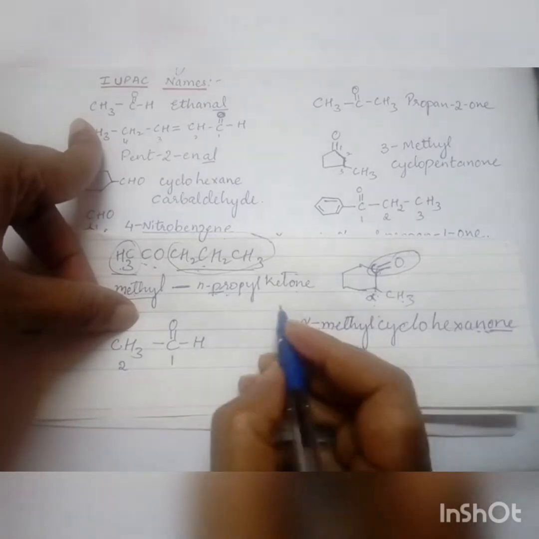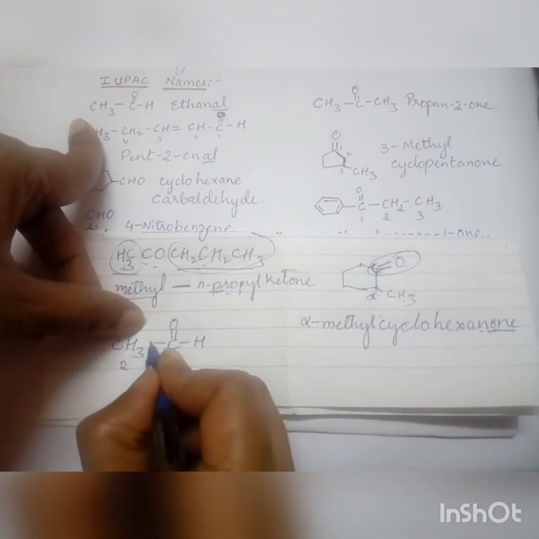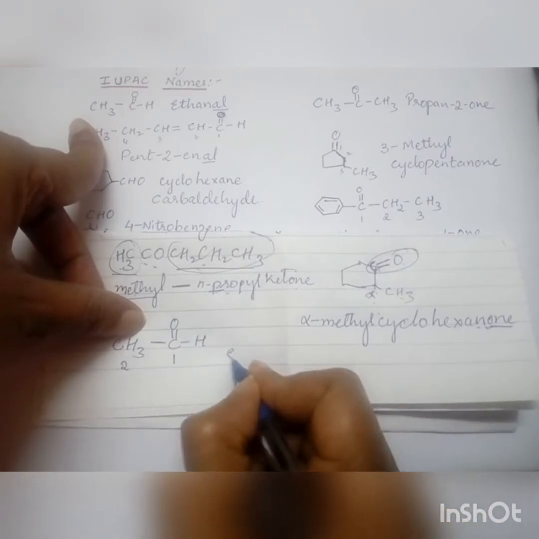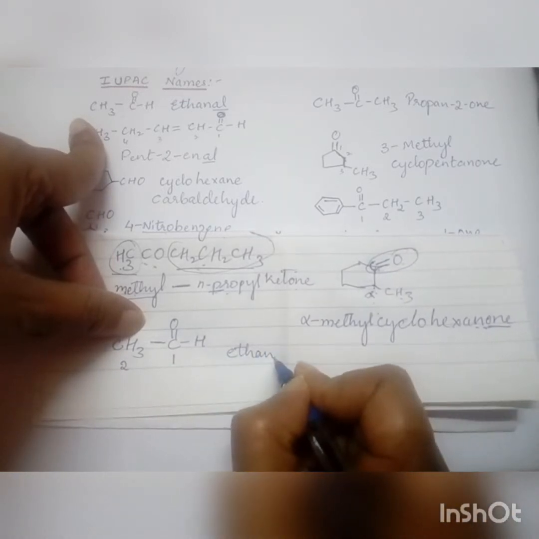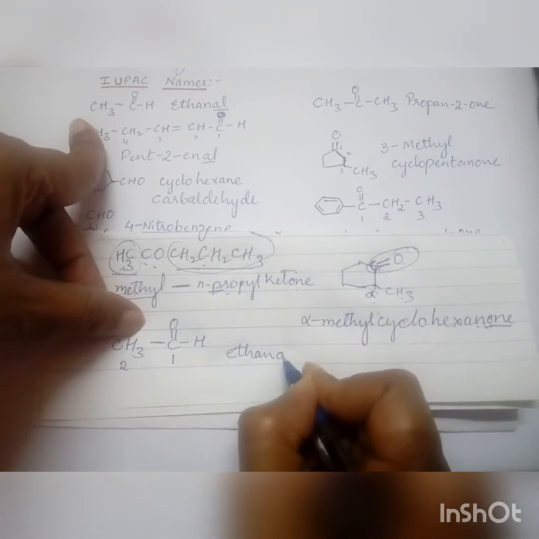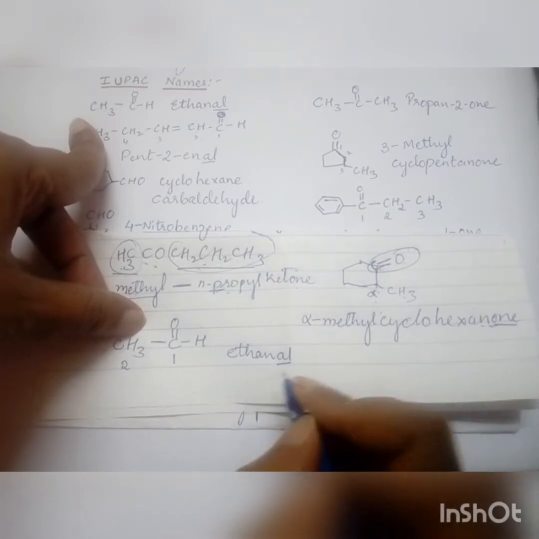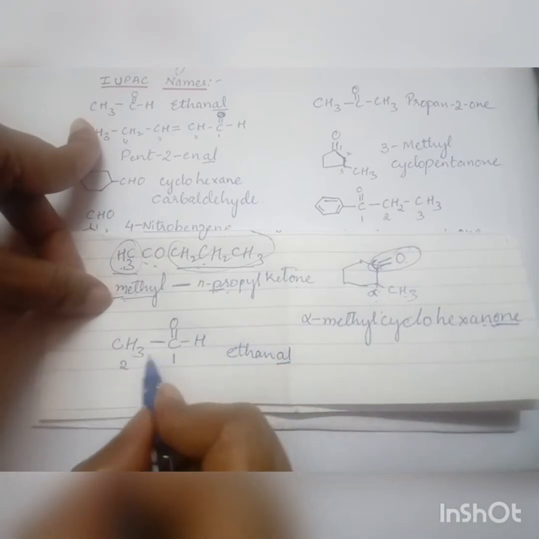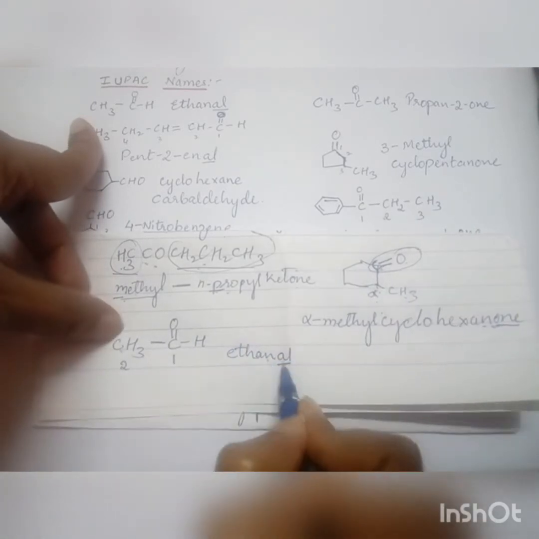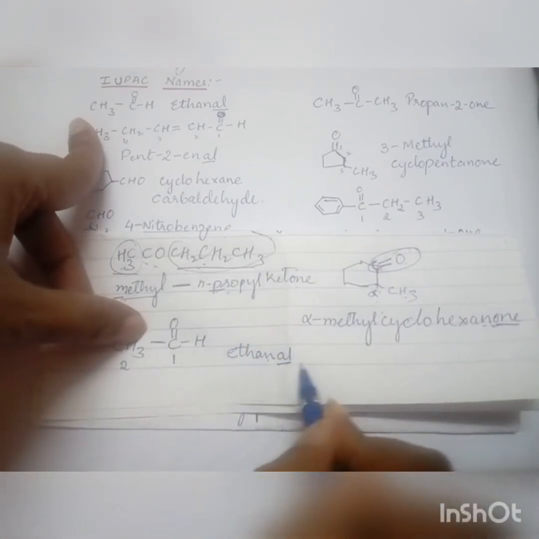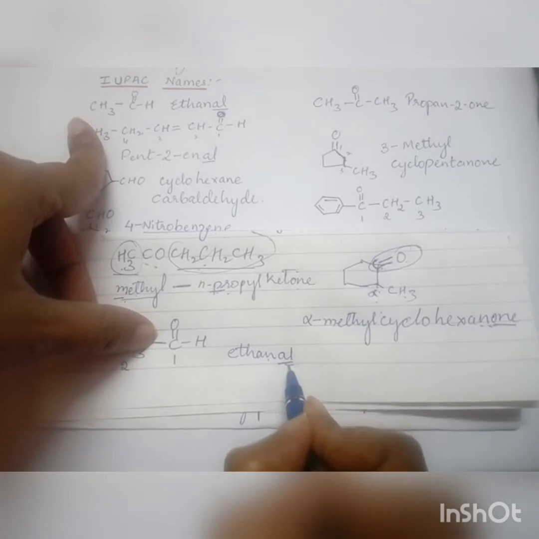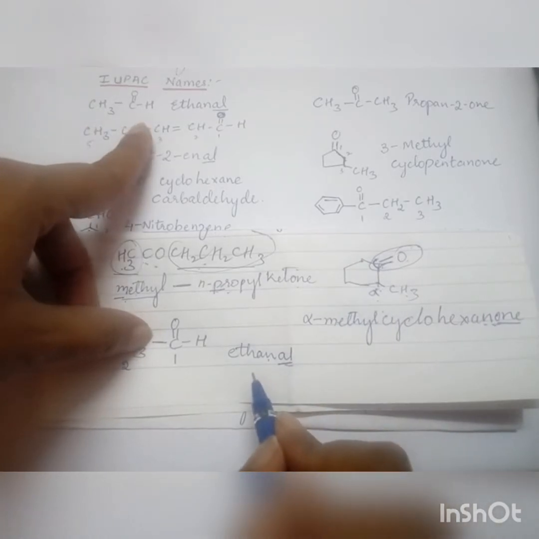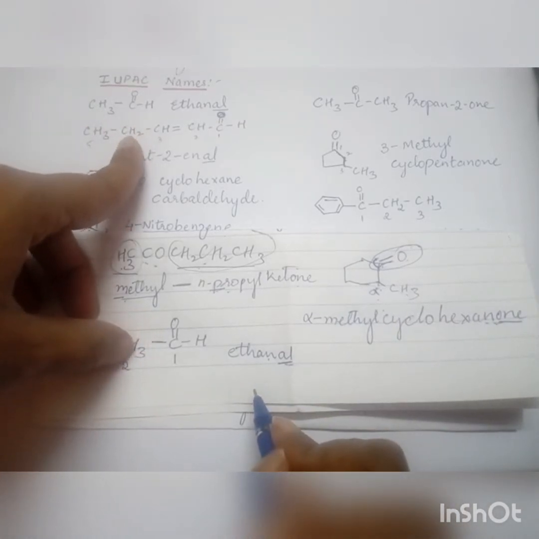So two carbon atoms, what is the parent chain? Because it has single bonded carbons, it should be ethane. In that ethane, the last letter E should be replaced by Al. So ethanal. So we are going to name it how? Two carbon atoms, ethane. In this case, the functional group is CHO, that is the aldehydic functional group. So you should replace the last letter E by Al, ethanal. So this is how we are writing the compound.